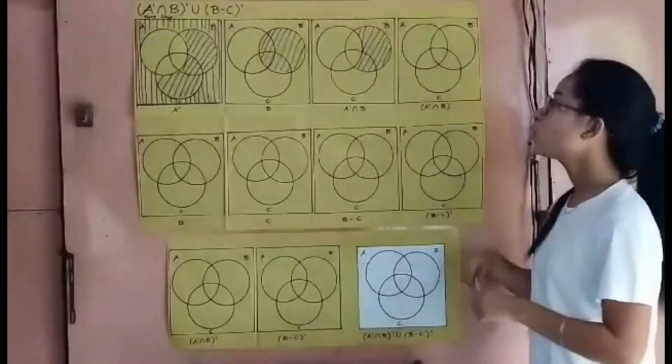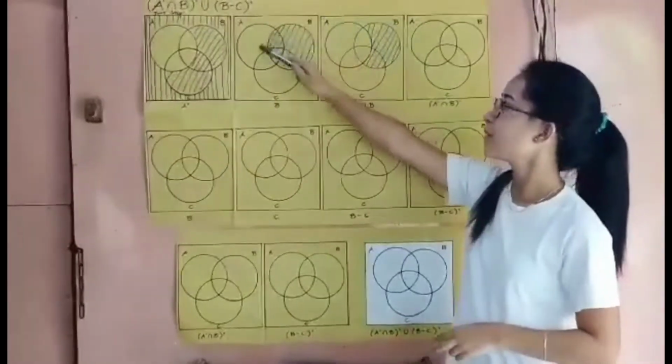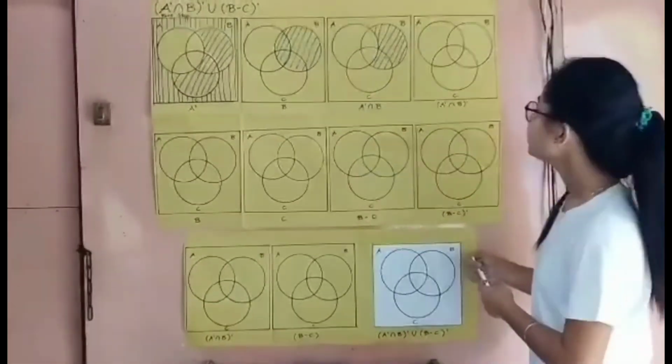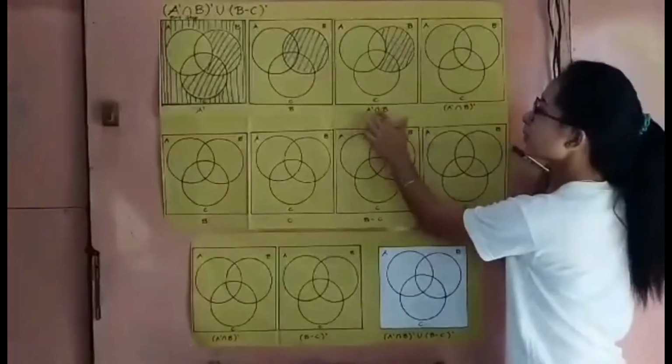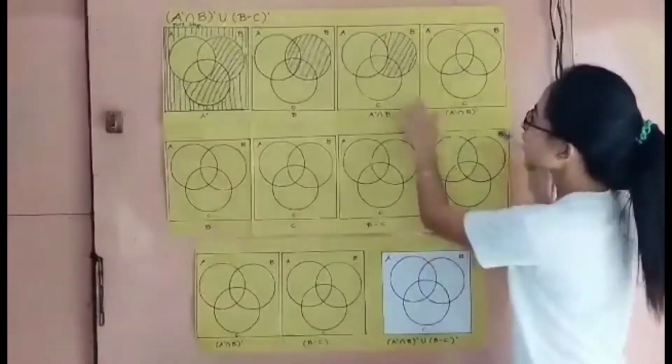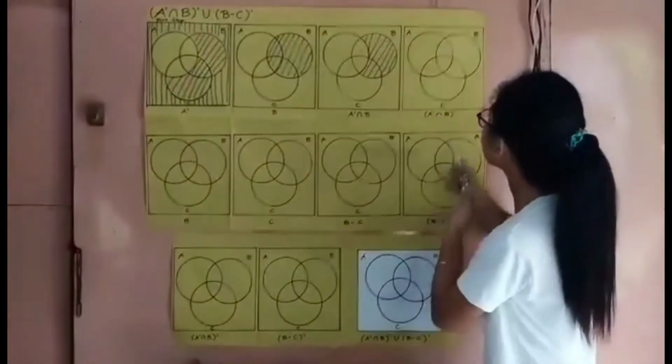Next, we will now find the complement of A complement intersect B. Since it is the complement of this, and when we say complement, we will shade everything that is not shaded here.